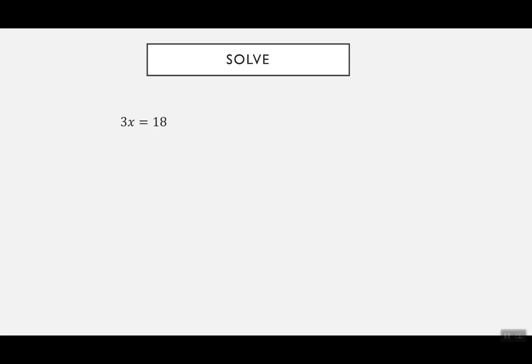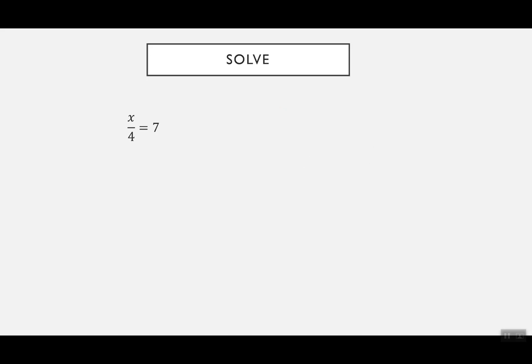Here I have 3x is 18, and I notice the 3 and the x are being multiplied. So I think, well, what's the opposite of multiplication? It would be division. So let's divide both sides by 3. That tells me x is 6. Same thing, I have negative 2m equals 42. Doesn't matter that it's a negative 2, I'm still going to divide because the negative 2 and the m were being multiplied. When I divide, this gives me m is negative 21.